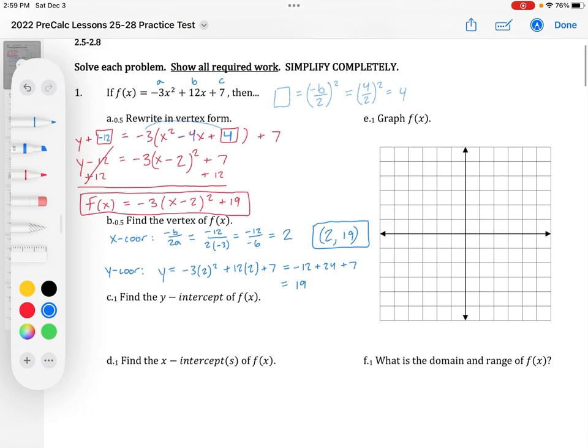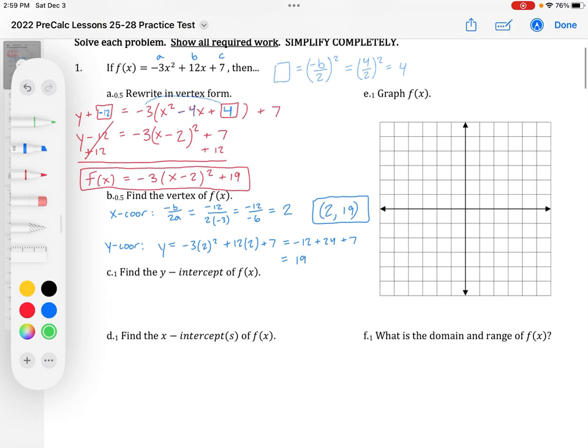All right, in this next problem, we're asked to find the y-intercept. So if you remember, to find your y-intercept, you can let x equal 0, and then just plug into the function y equals -3 times 0 squared plus 12 times 0 plus 7, which does just give you 7. So 7 is our y-intercept.